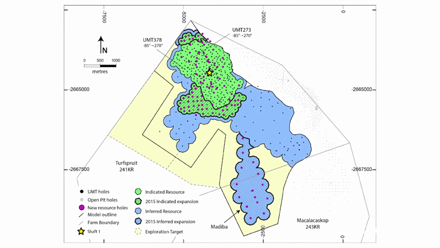Platreef is a very unique deposit. It's in the northern limb of the Bushveld Complex. The Bushveld is very famous for reefs such as the Merensky Reef or the UG2 Reef. Very laterally extensive, hundreds of kilometers. Quite narrow reefs, 1 meter to 2 meters thick. But in the northern limb, things are different.